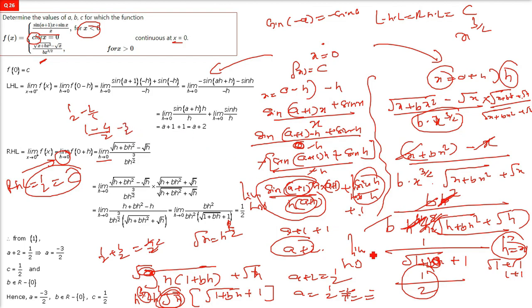C we already got as half. C is half. A is minus 3 by 2. C is half. What about b? There is no way we can find out b here. Can you find b? No. So b we have to see from the initial f(x): under root x plus bx square minus under root x divided by bx to the power 3 by 2. So if b is 0, this f(x) will be something by 0, which is undefined. So b can be any real number except 0. There cannot be 0 in the denominator. So a is minus 3 by 2, c is 1 by 2, b is a real number minus 0.